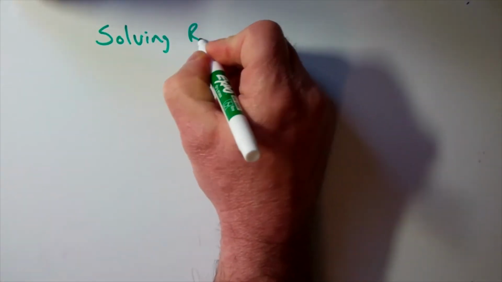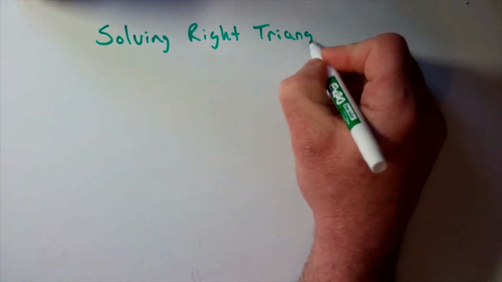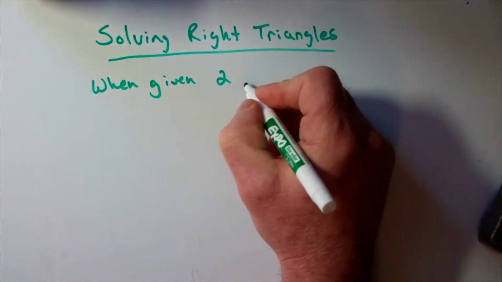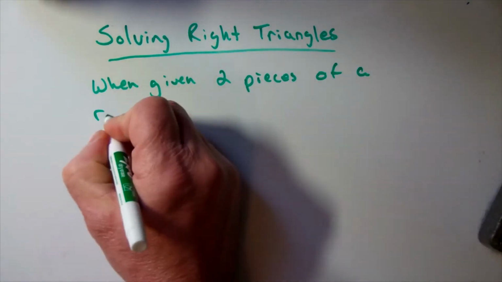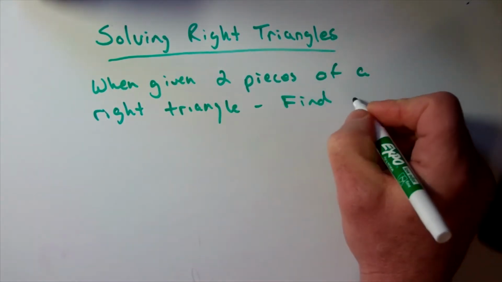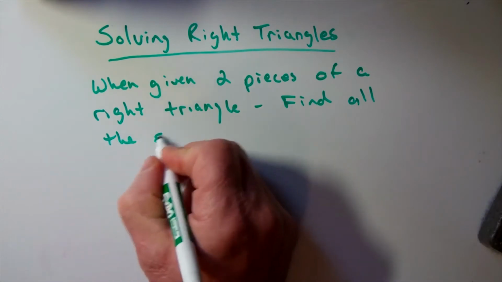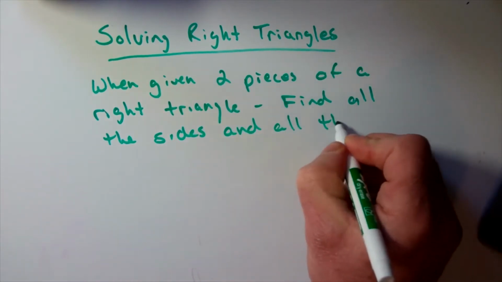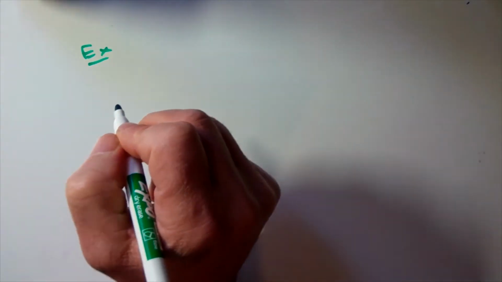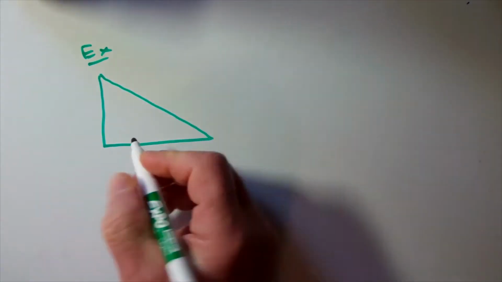Okay, this episode is called Solving Right Triangles. Now, you've been given two pieces of a right triangle. What you're going to do is find all the other pieces that are missing, such as the sides and the other two angles. Here's an example.